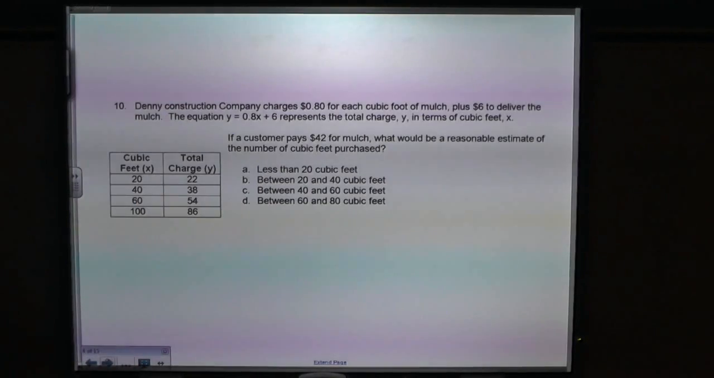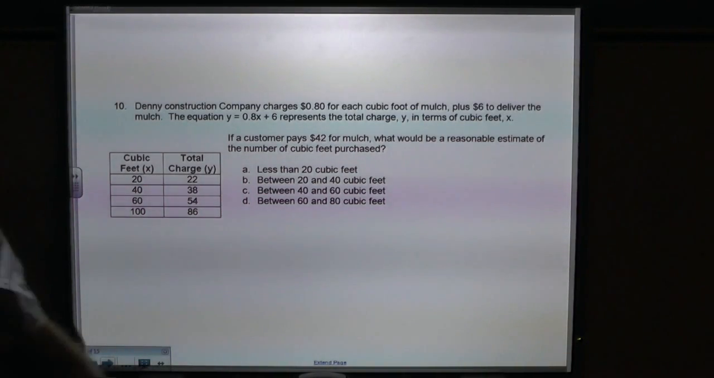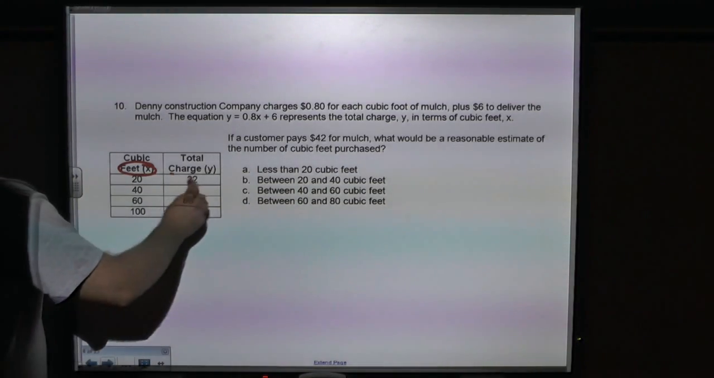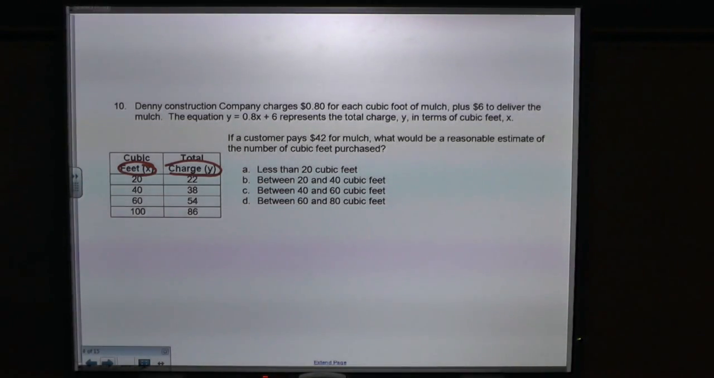All right. A couple other problems. Denny Construction Company charges 80 cents for each cubic foot of mulch plus $6 to deliver the mulch. The equation y is equal to 0.8x plus 6 represents the total charge y in terms of cubic feet x. So in other words, your value of x is your cubic feet. So that's your domain. The range is that value of y, the total charge, how much it costs.